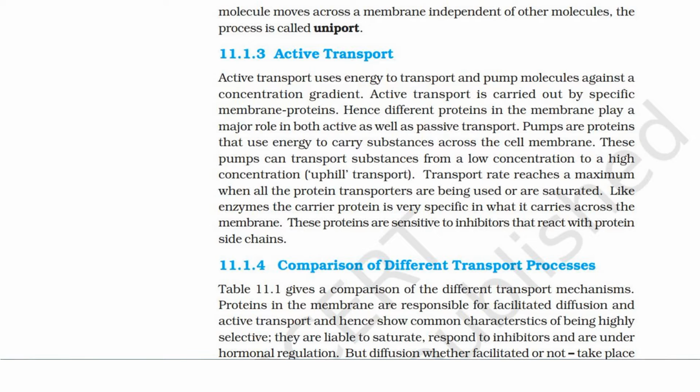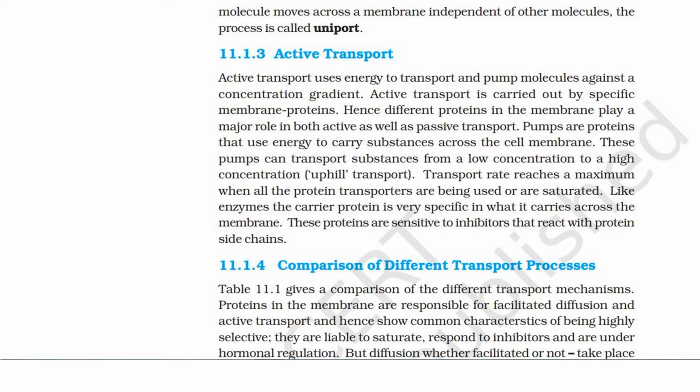Active transport. Active transport uses energy to transport and pump molecules against a concentration gradient. Active transport is carried out by specific membrane proteins. Hence, different proteins in the membrane play a major role in both active as well as passive transport. Pumps are proteins that use energy to carry substances across the cell membrane. These pumps can transport substances from a low concentration to a high concentration, uphill.